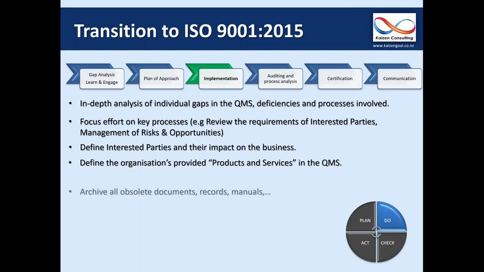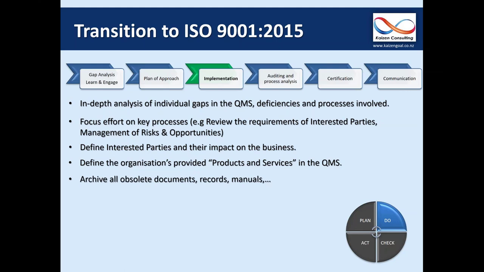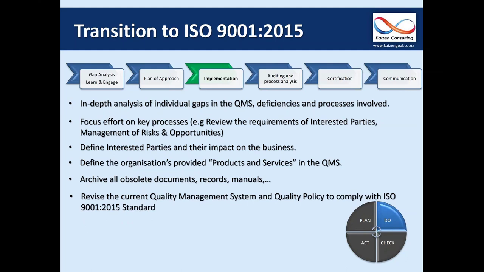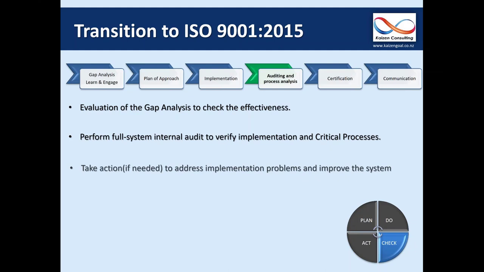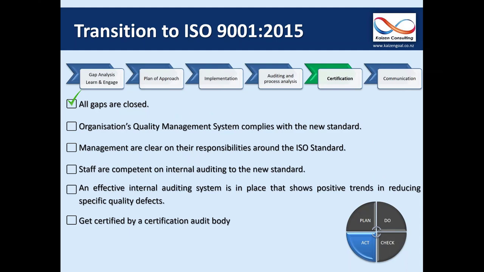Then you need to archive all those obsolete documents, records, and manuals that you've identified that you no longer need. And this is when you start revising the current quality management system and the quality policy to comply with the 2015 standard. In checking, you would evaluate the gap analysis that you've done and check the effectiveness of it. You would perform a full system internal audit to verify implementation and critical processes. And you take action if necessary to address implementation problems and improve the system. In the ACT section, you confirm that all gaps have been closed and the organization's quality management system complies with the new standard.